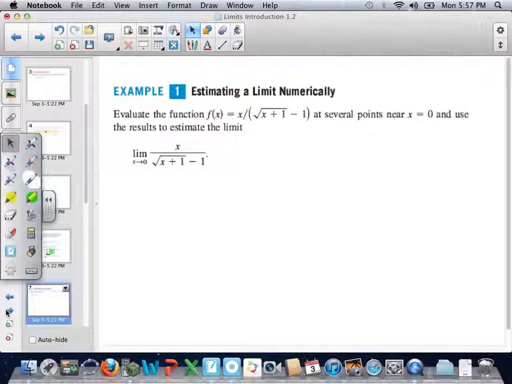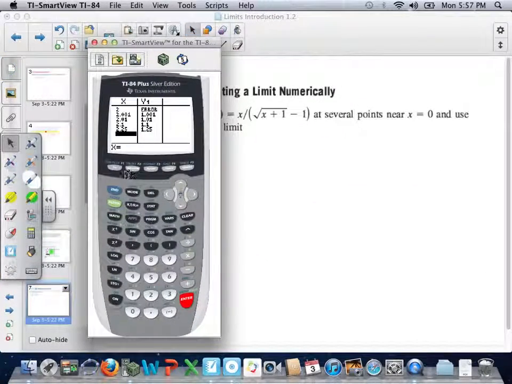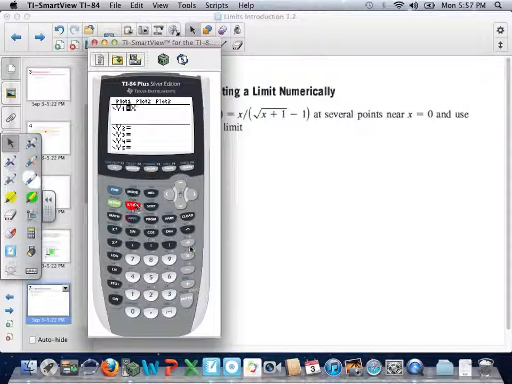The next example: evaluate the function f of x equals x over the square root of x plus 1 minus 1 at several points near x equals 0 and use the results to estimate the limit. We'll do this in the table again, and again we'll do this with the graphing calculator. We'll enter our function: x over, group the bottom, the square root of x plus 1, minus 1.